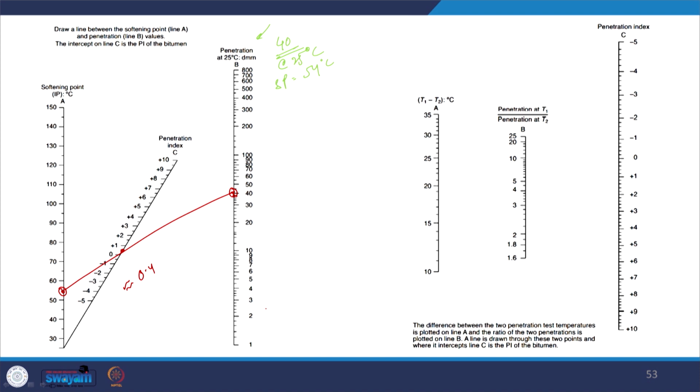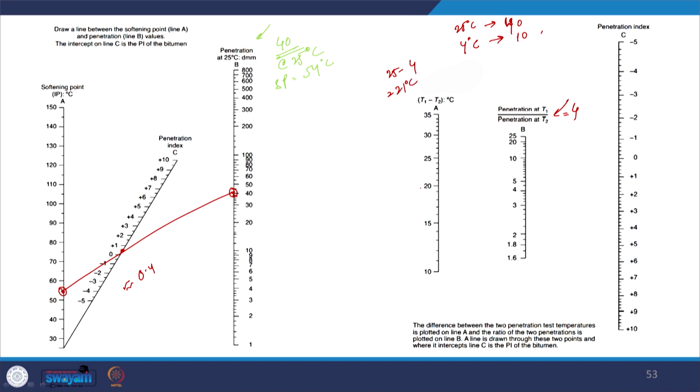Coming to the second nomograph, here we have to measure the penetration value at 2 temperatures. Let us say we have done it at 25 degrees Celsius, which is 40, and we have also measured at 4 degrees Celsius and the value came out as 10. Therefore, the penetration at T1 divided by penetration at T2 is equal to 4 in our case, and T1 minus T2 is 25 minus 4, which is 21 degrees Celsius.